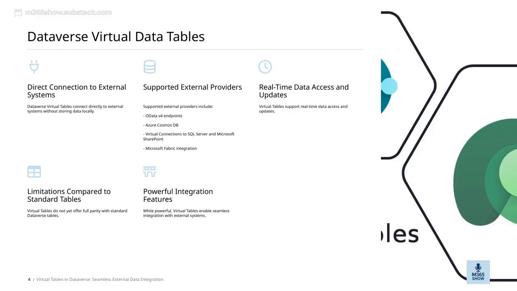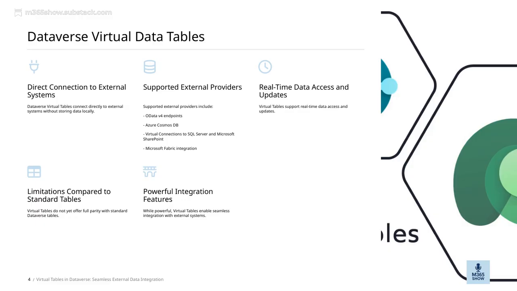One of the standout features is that Dataverse virtual tables connect directly to these external systems. This means they don't store a copy of the data locally, which can save on storage and simplify data management. Instead, they act as a live link, providing real-time access without the need for data duplication. So overall, virtual tables are a flexible, efficient way to extend our data environment, connecting seamlessly and maintaining data freshness across multiple external sources.